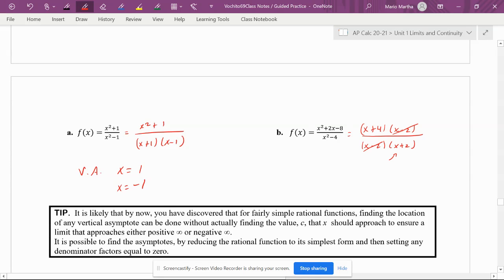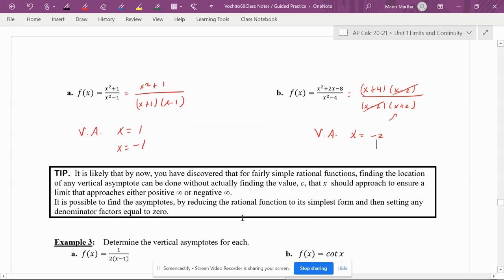And then for x plus 2, the only value that's going to make that 0 is if x equals negative 2. So our vertical asymptote is located at x equals negative 2. And again, you've discovered that for fairly simple rational functions, finding the location of any vertical asymptote can be done without actually finding the value c that x should approach to ensure a limit of either positive infinity or negative infinity. It is possible to find the asymptotes by reducing the rational function to its simplest form and then setting any denominator factors equal to 0, which is pretty much what we did right here in this example.